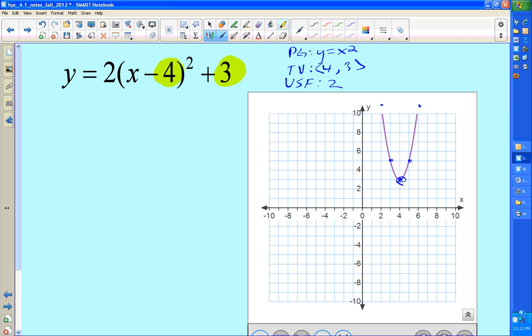Now, again, think about the yellow paint on the axis. This parabola keeps getting wider and wider and wider, so your domain ends up being all reals.